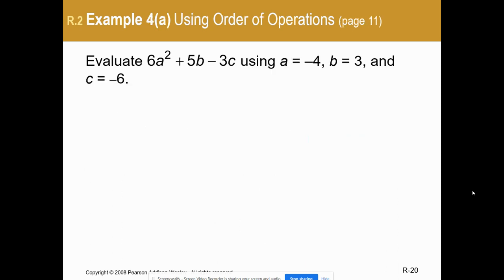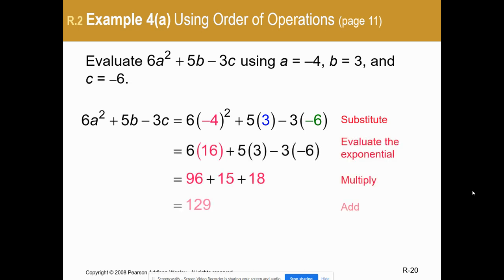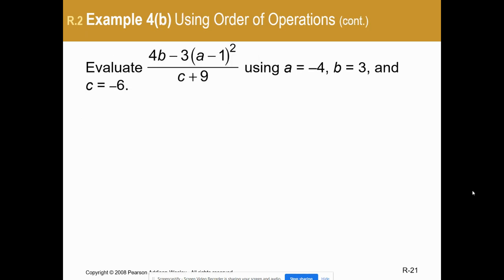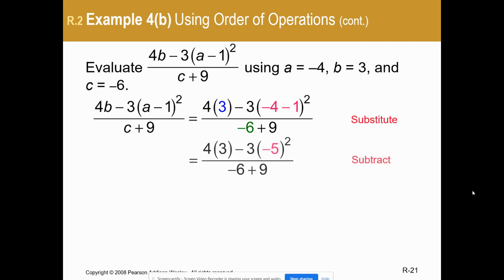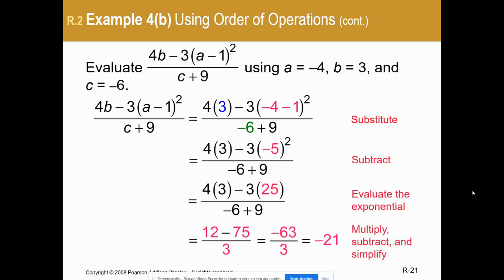Sometimes evaluation can mean replace values with some number. So we're going to replace a with negative 4, b with 3, and c with negative 6. And now this turns into an order of operations problem, and we get 129. Same thing here. a gets replaced with negative 4, b gets replaced with 3, and c gets replaced with negative 6. You do have to be careful that you're following the order of operations. And when you get done, you should get negative 21 here.